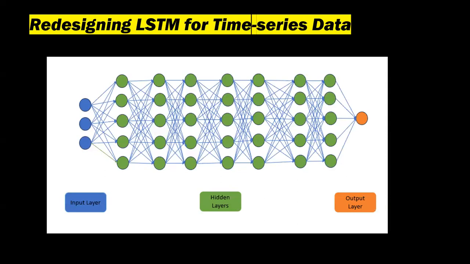So I have redesigned the LSTM for the time series data. This time I have increased the number of hidden layers from 5 to 7, indicating I will be using 4 LSTM layers and 3 dropout layers, with 1 input layer and 1 output layer.